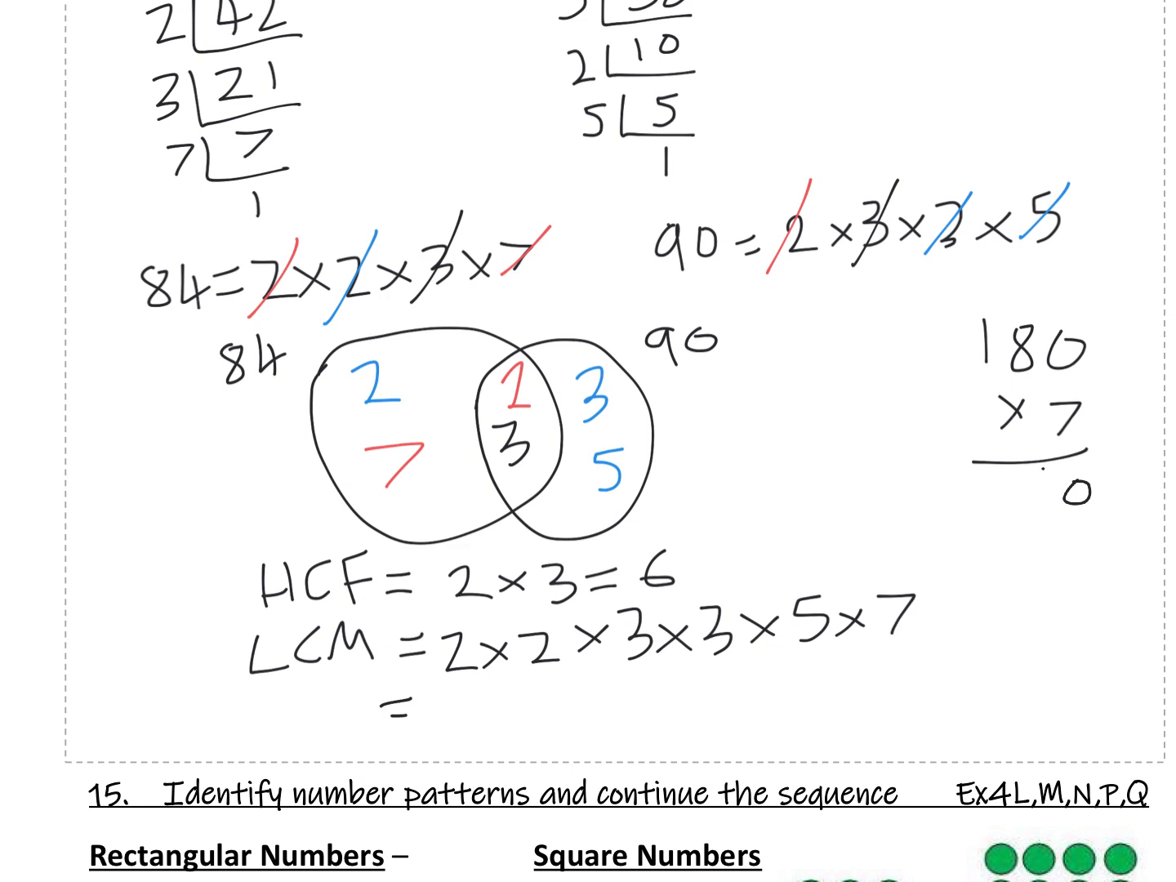8 sevens are 56. 7 times 1 is 7, plus the 5 gives 1260. So our answer then is 1260. And just to check to make sure our answers make sense, does 84 divide into that? Does 90 divide into that? Just think that through and check it's correct.